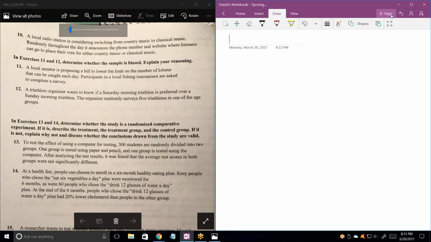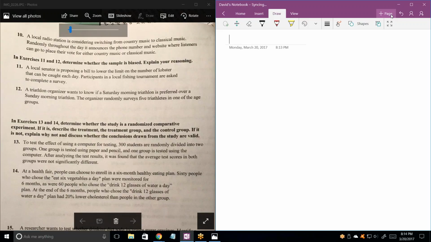So if it's not a randomized comparative experiment, does that mean there's no treatment group, no control group, and that the conclusions are not valid automatically? Yeah. Okay, I think so. Why is it not a randomized comparative experiment? Because it says people can choose to enroll in a 6-month healthy eating plan. Yeah, people had choice. In other words, the words that are missing are randomly selected, like in number 13.